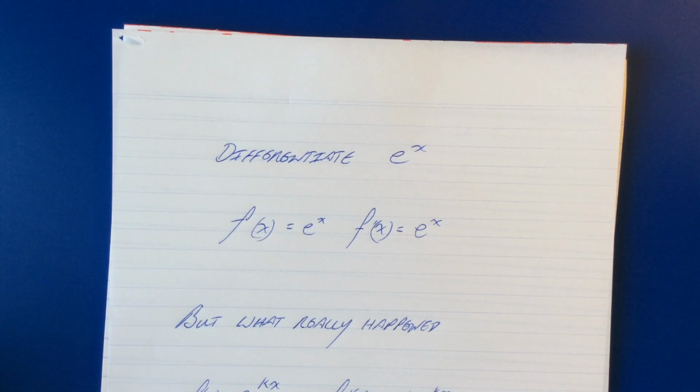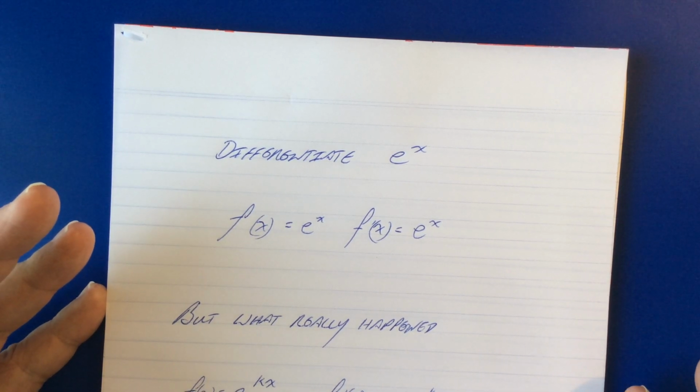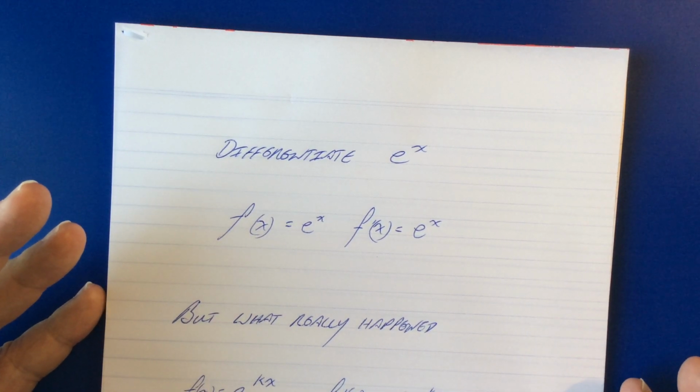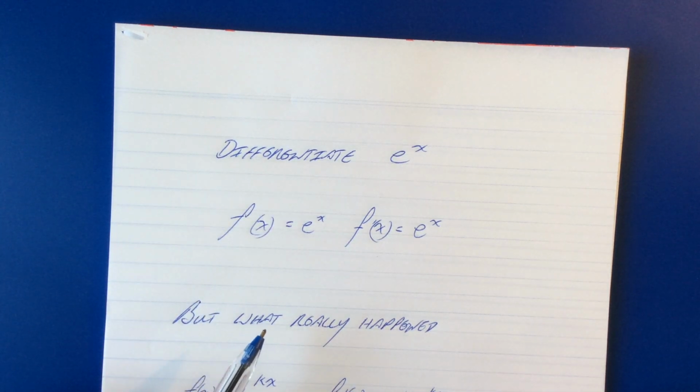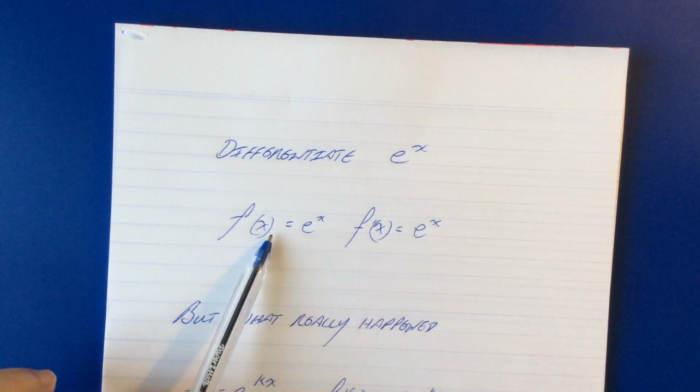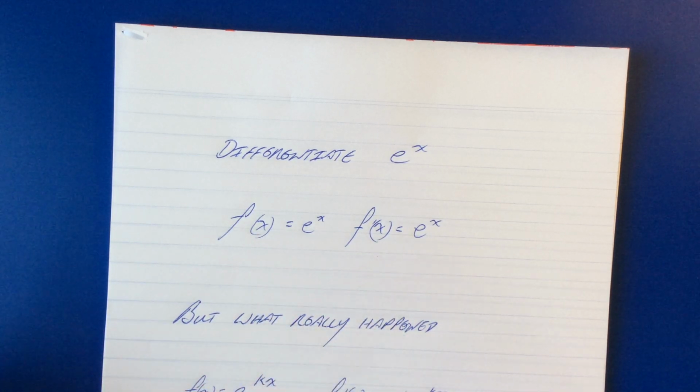Hi, I'm an old guy and I do maths, and what we're going to look at today is how we differentiate e to the x. This could be over in a flash because the differential of e to the x is e to the x. Can it really be that simple? Well, in this precise case, yes, it can.